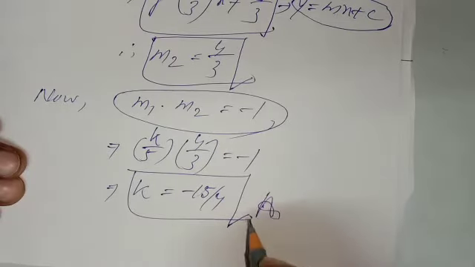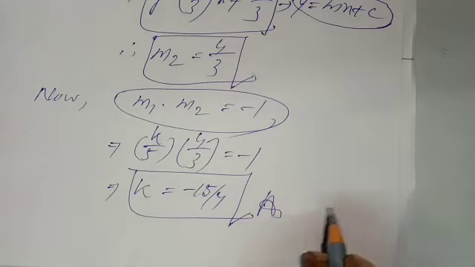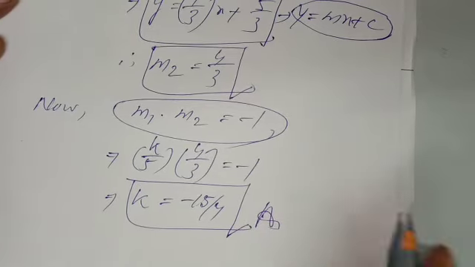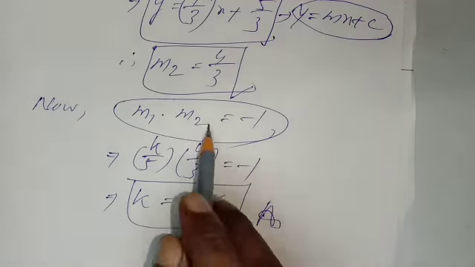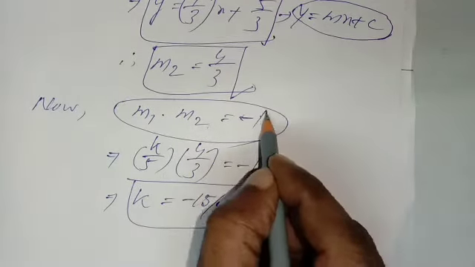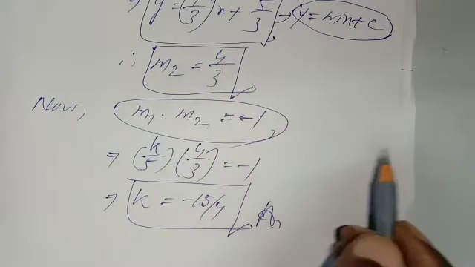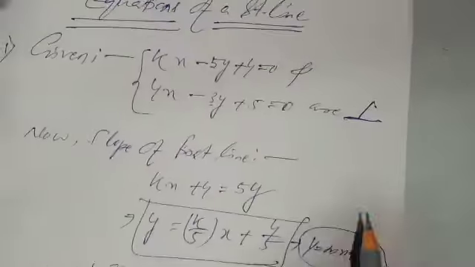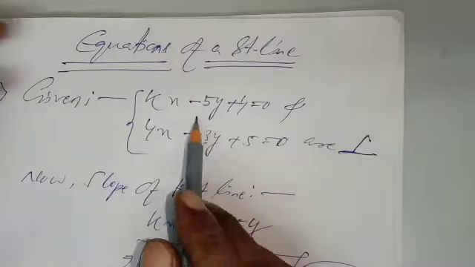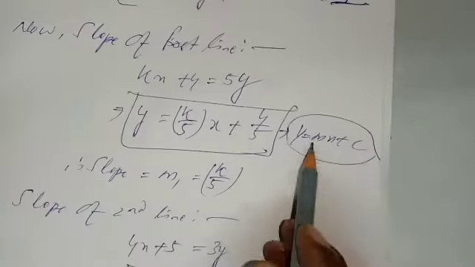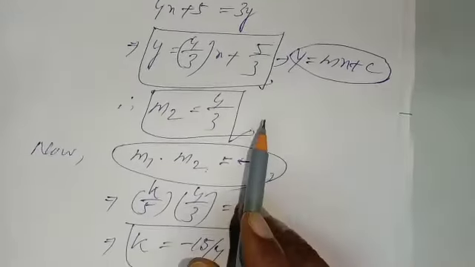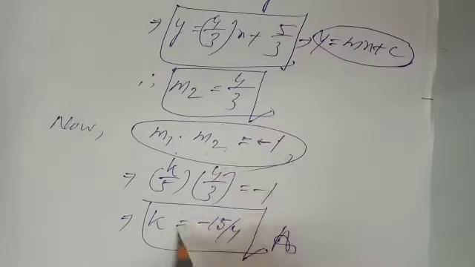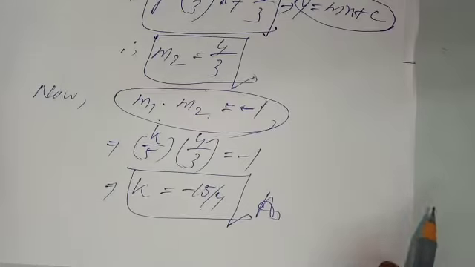In this case, you have to find out the value of k. The condition is: if two lines are perpendicular to each other, the slope of the first line into the slope of the second line is equal to minus 1. In this case, two line equations are given. From the first line, you find the slope by comparing with y equal to mx plus c. For the slope of the second line, same process. The first slope m1, second slope m2, m1 into m2 is equal to minus 1. From there, you will get the value of k. This is a very interesting chapter.